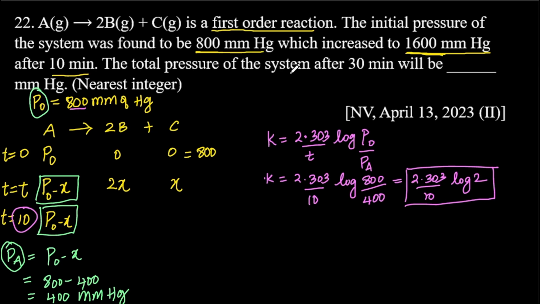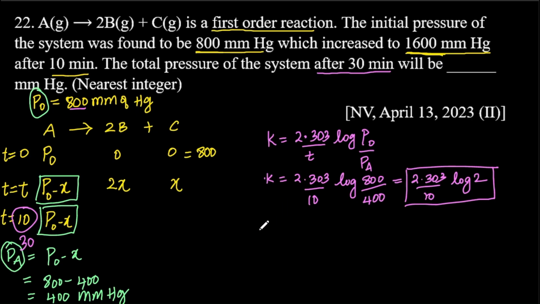The total pressure of the system after 30 minutes. So we need to find the total pressure of the system after 30 minutes. For that also you need to know the X value. So the X value we got as 400 for 10 minutes. But for 30 minutes, what is the X value? You have to find that.